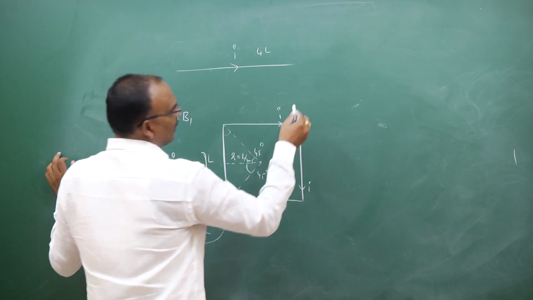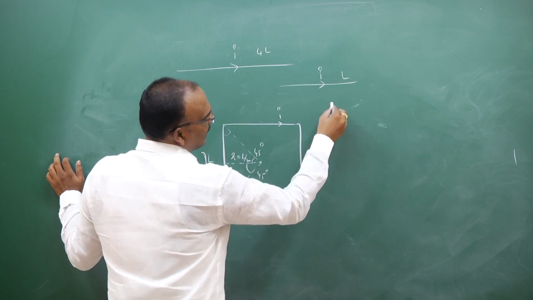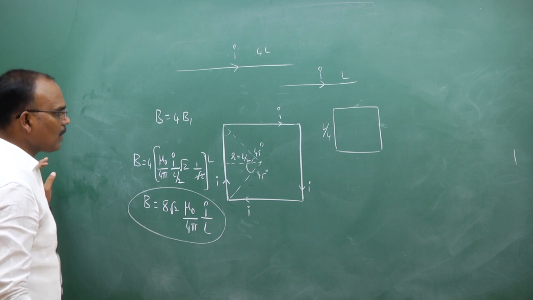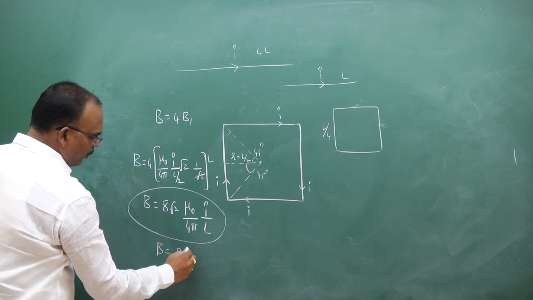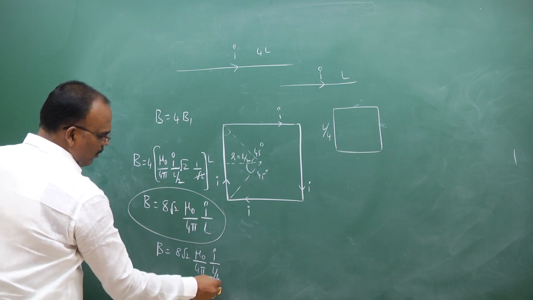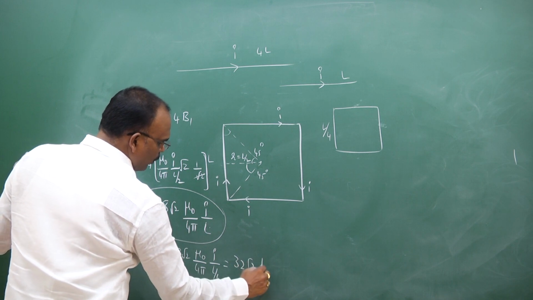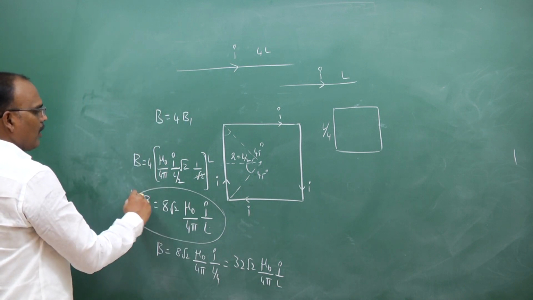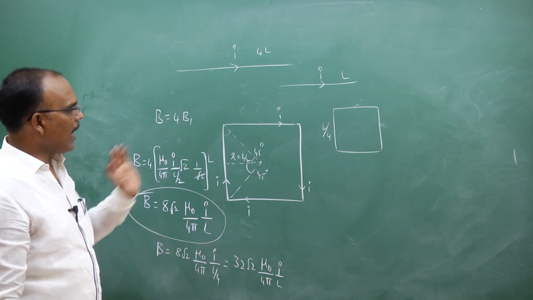In the examination, if they say a conductor is carrying current I, the length of the conductor is L, and it is bent in the form of a square, then the side becomes L by 4. So I will substitute L by 4 here. Magnetic field B is equal to 8 root 2 mu naught by 4 pi I by L by 4. 4 goes to the numerator, it becomes 32. 32 root 2 mu naught by 4 pi I by L. So this is how you have to use this formula. Be careful, where L is the side of the square.